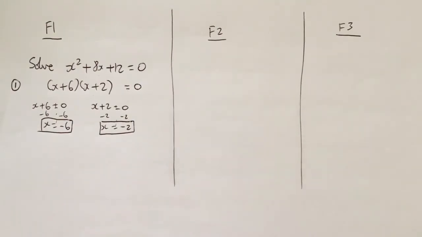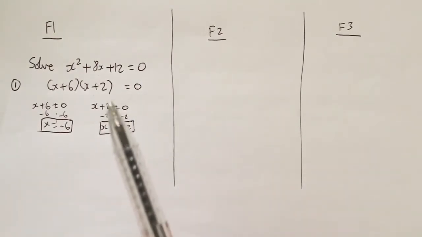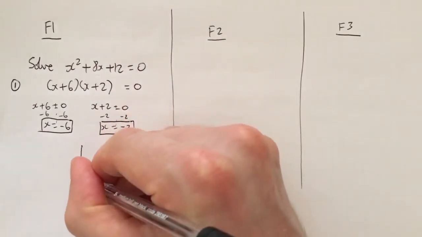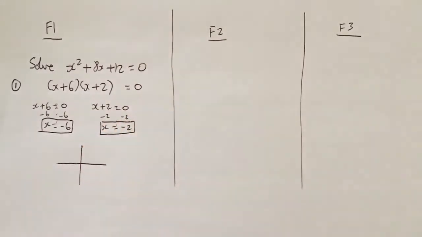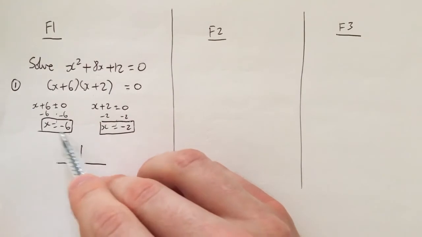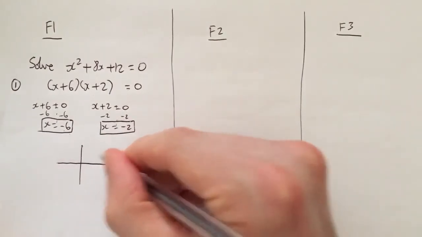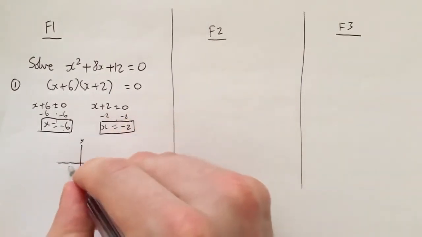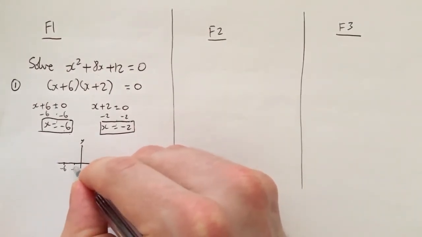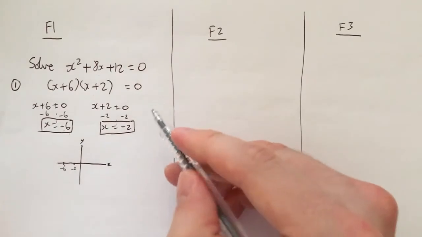That's your final answer. The one thing I will quickly say, though, just for point of reference, if you were to want to draw this as a quadratic graph, you can do that. Okay, that is possible. We've basically here got the x values where it goes through the x-axis in both places. So it'll be negative 6, which for example might be here, negative 2, which might be here. I'm just sketching these, remember.